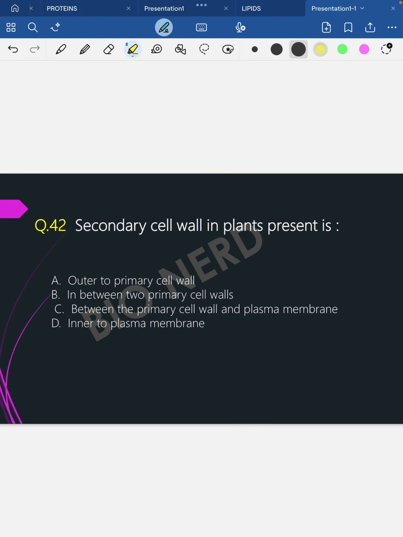Next, 42. Secondary cell wall in plants is present in between the primary cell wall and plasma membrane. Very easy. Secondary cell wall is present between the primary wall and cell membrane. Inside the primary cell wall and outside the plasma membrane, secondary cell wall is present.